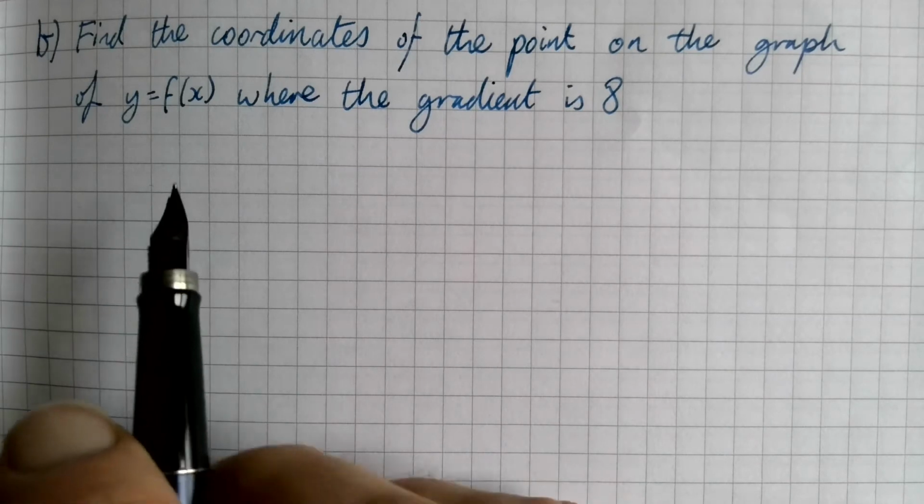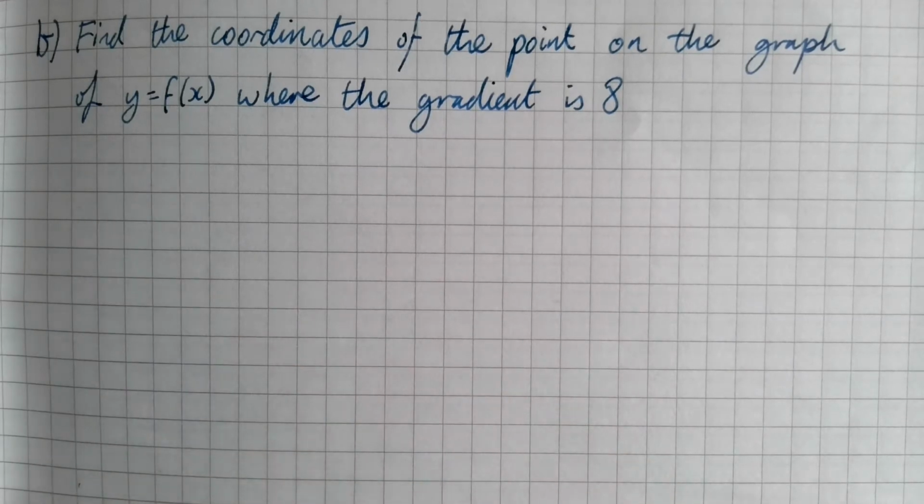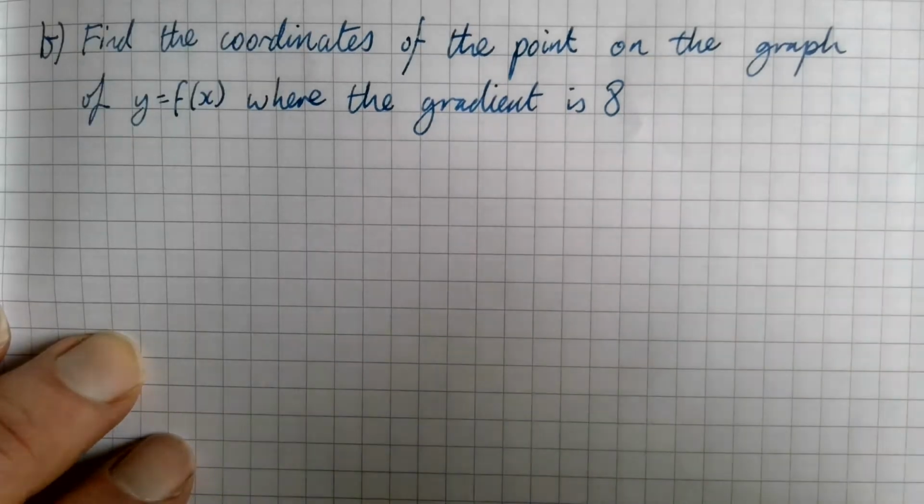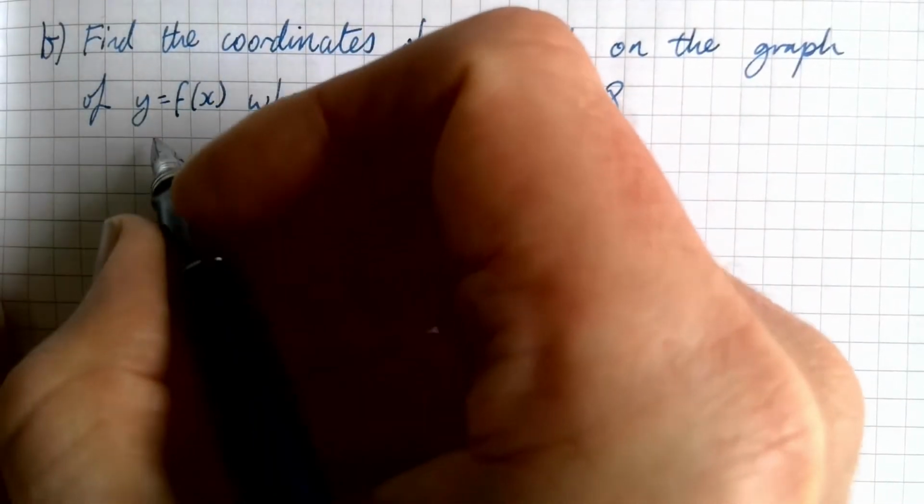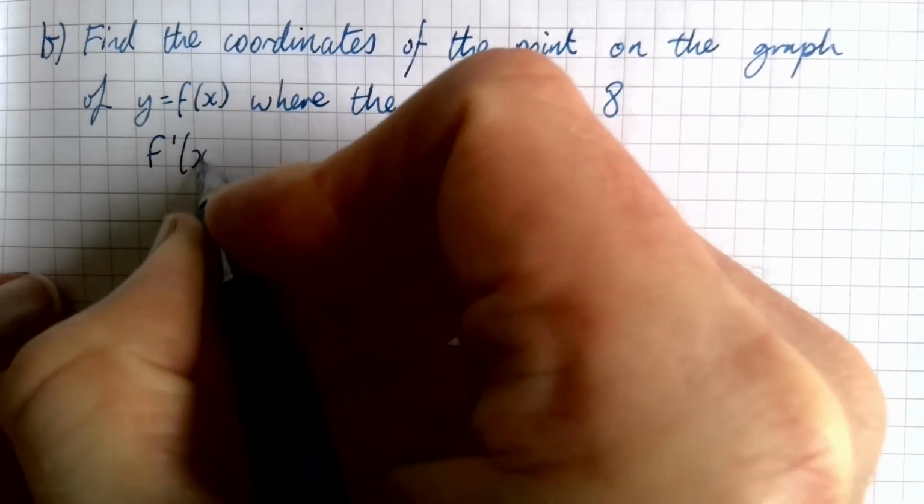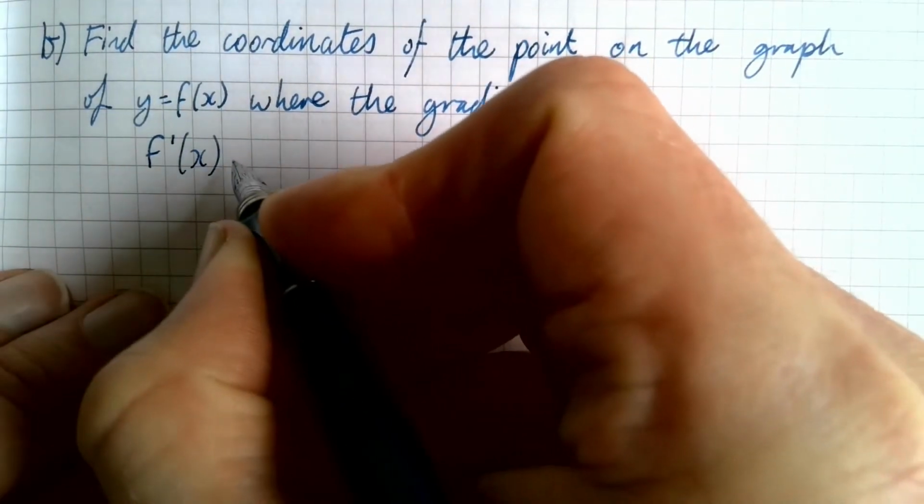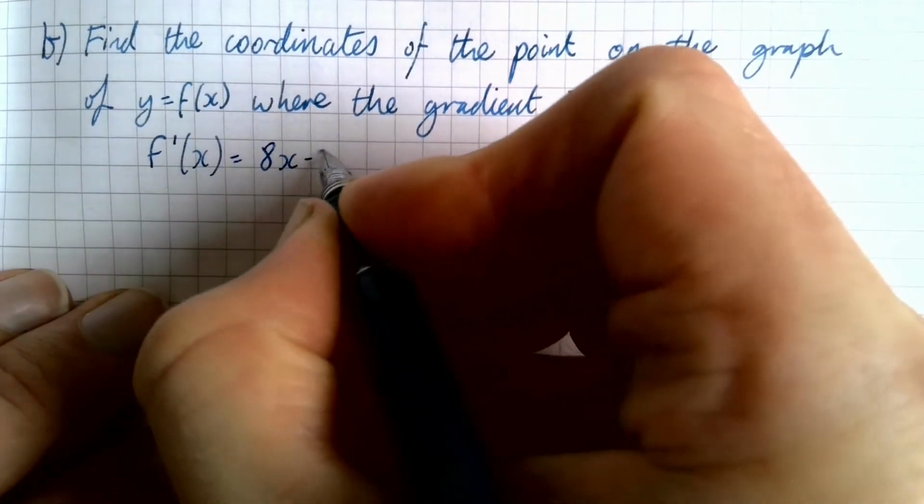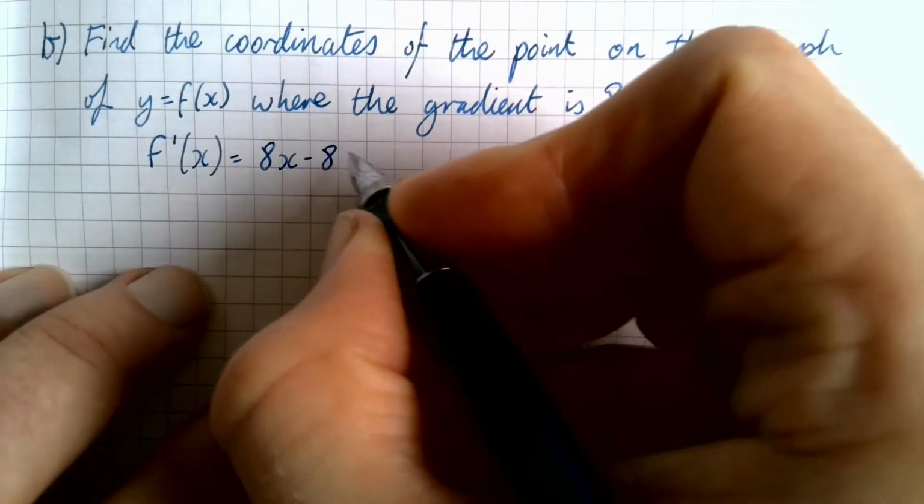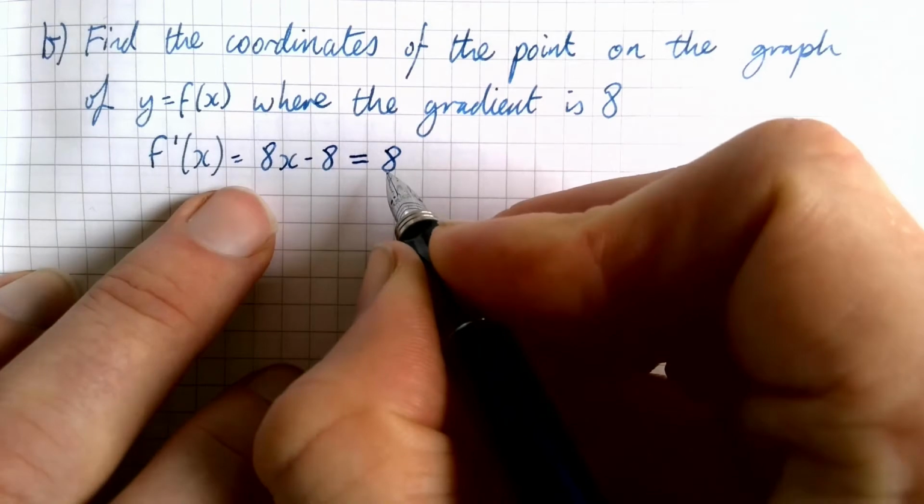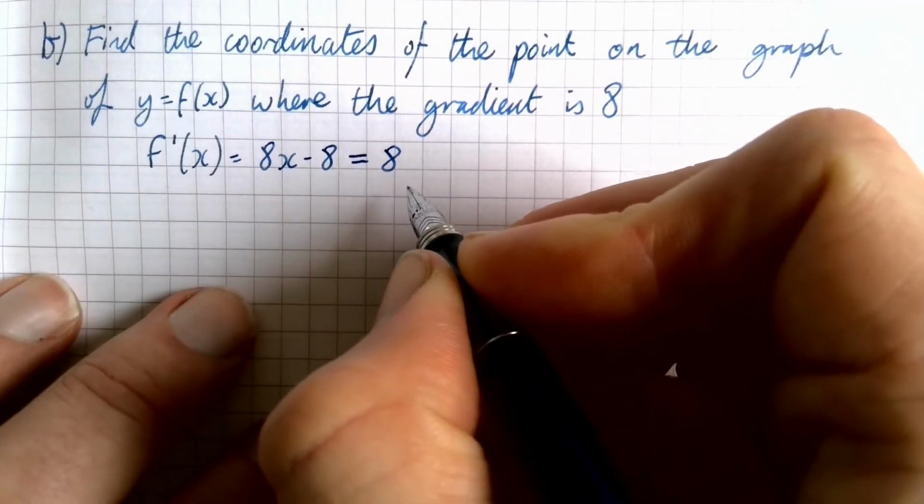Right, now let's have a look at the second part of this question. Find the coordinates of the point on the graph of y equals f of x, where the gradient is 8. So we're going to be using the same one that we were looking at already. We know that f dash of x, so that is our gradient, is given by 8x minus 8. Well, if they're saying the gradient is 8, we can just make that into an equation there. 8x minus 8 equals 8.